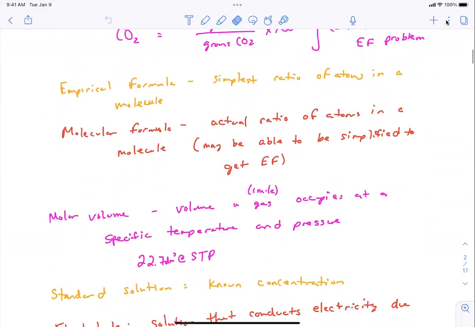Definition of empirical formula versus molecular formula. Empirical formula is the simplest ratio of atoms in a molecule, whereas molecular formula is the actual ratio of atoms in a molecule. And they might be the same, they might not be the same.